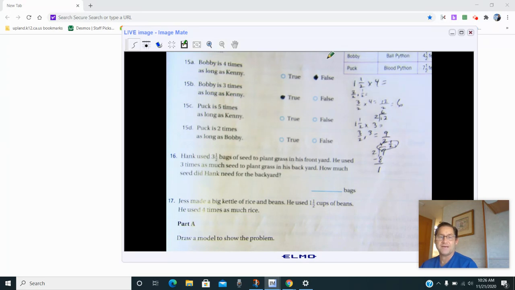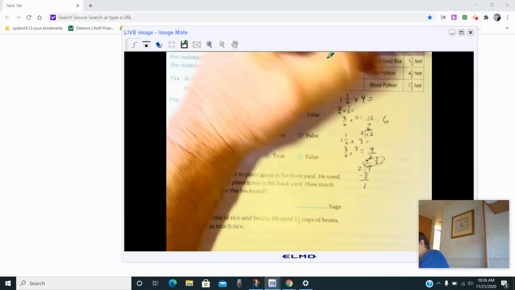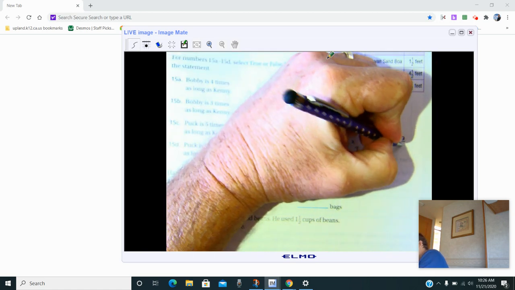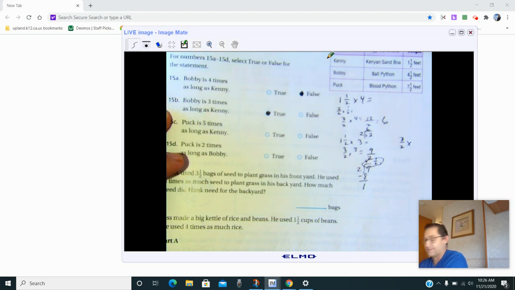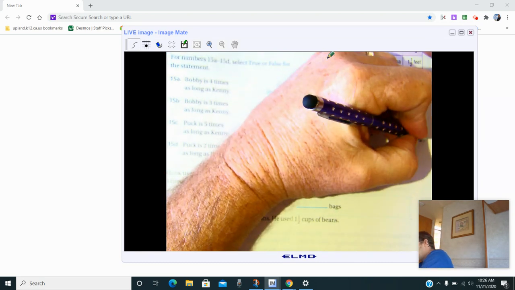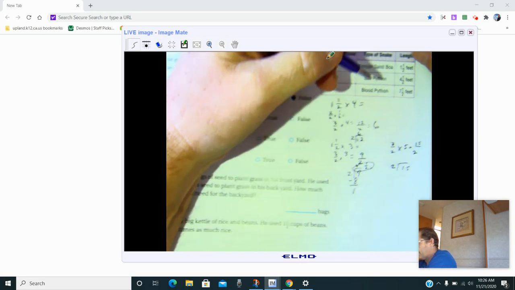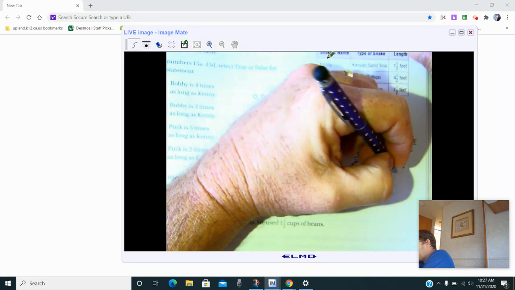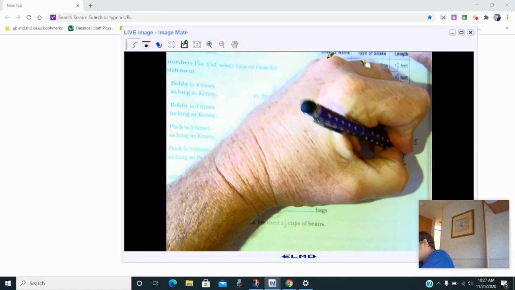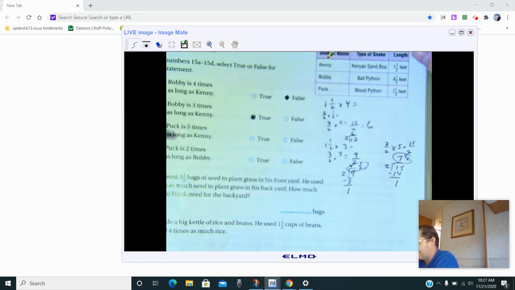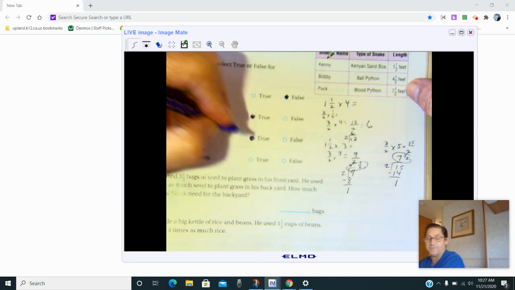Puck is 5 times as long as Kenny. All right, so Kenny's the popular one to compare. So 3 halves for Kenny. That hasn't changed in any of the problems, right? And we're saying he's 5 times. So 5 times 3 is 15 halves. Let's turn that back into a mixed number. 15 divided by 2 is 7. 7 times 2 is 14 with a remainder of 1. So 7 and 1/2. Is Puck 7.5 feet? Yes, he is. So that's also a true statement.